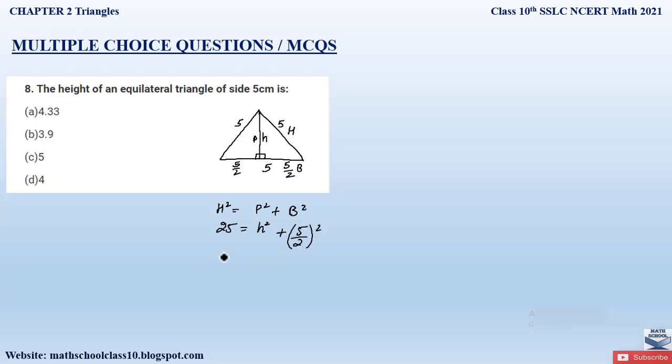So since we have to find out the height h square, let us send this 5 by 2 to the other hand side. So we get 25 minus, again 5 square is 25 divided by 4. So let us take LCM. So LCM is 4 here. So 4 into 25 is 100 minus 25. So that will be equal to 75 divided by 4. Therefore h square is equal to 75 divided by 4.